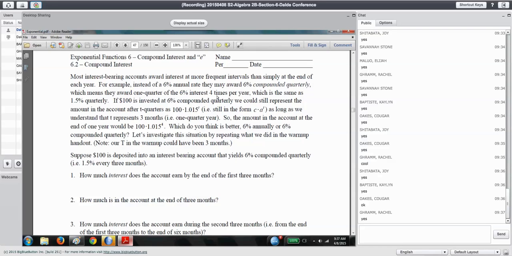Now, here's my question. What is the advantage of that? Do you get more money in the end? If instead of doing 6% at the end of the year, I did 1.5% 4 times in the middle of the year? Or is it the same? I mean, it doesn't make a difference, because 1.5 times 4 is still 6. So it's going to add up to be the same thing. You guys agree? So, which one would you rather have? I'm being very specific with my words here. Which one would you rather have?